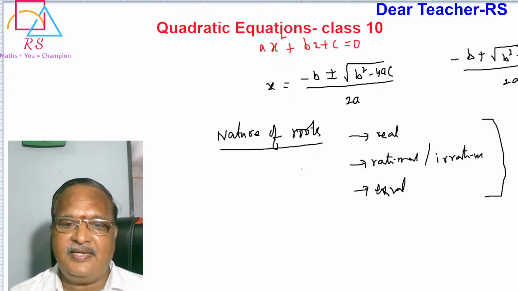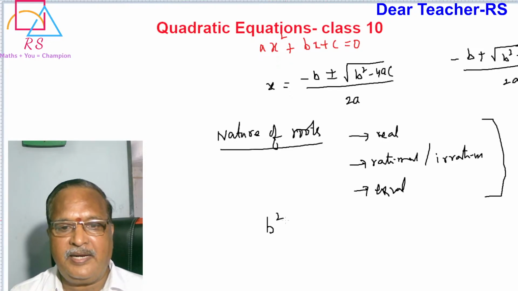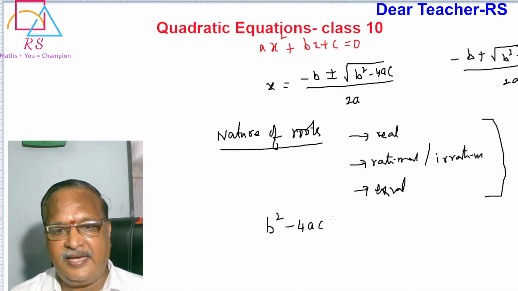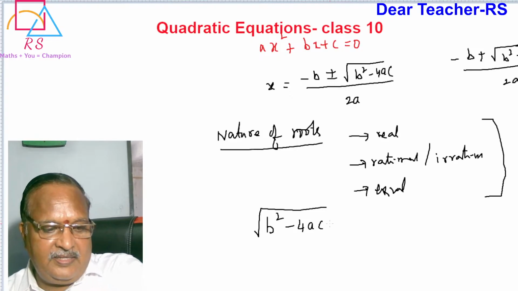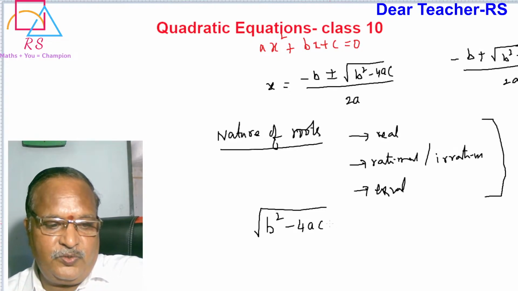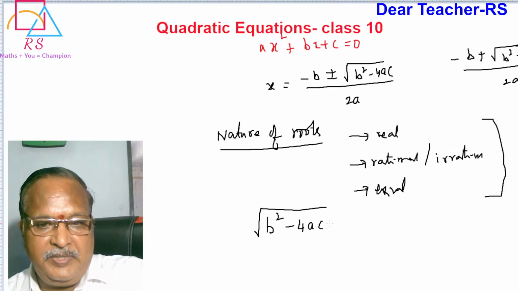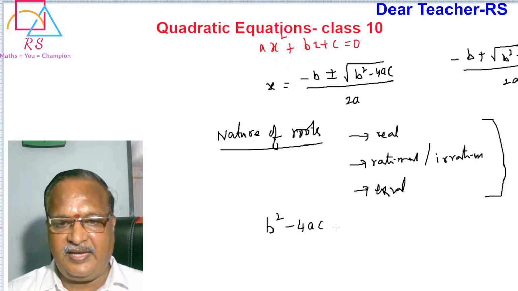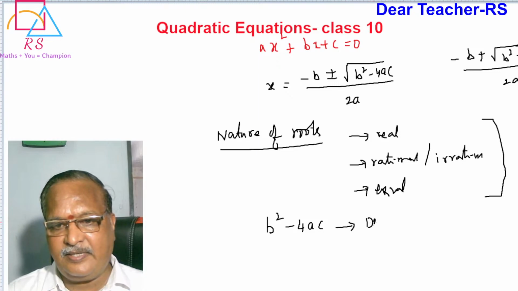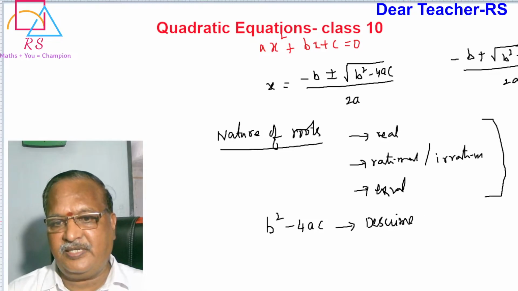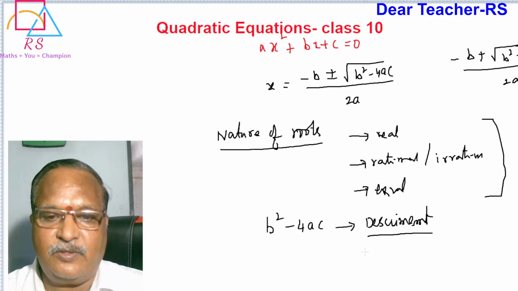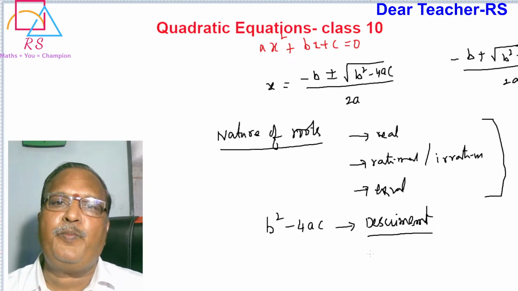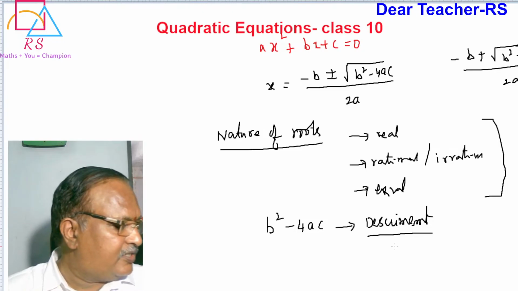This entire thing depends on b square minus 4ac, because this is the part under the root. So the nature of the roots will be decided by b square minus 4ac. That is why this is called the discriminant, because it describes the roots. In the examination, questions like find the discriminant may also come.